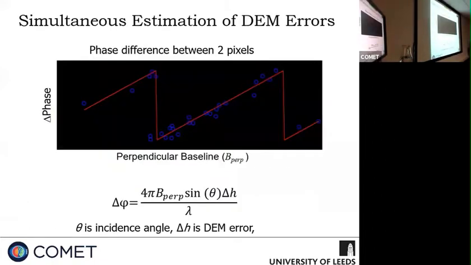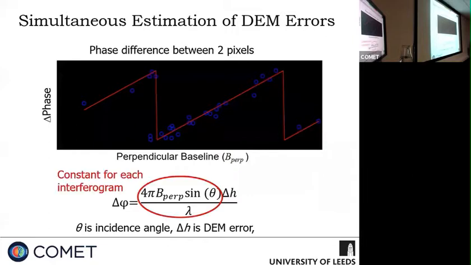For your DEM error, we know that DEM error is related to your perpendicular baseline. The further the satellites are apart, the bigger your DEM error is going to be. And that's given by this factor. This term is constant, and it just depends on how far your satellites are apart.